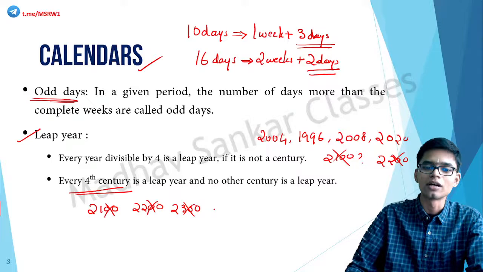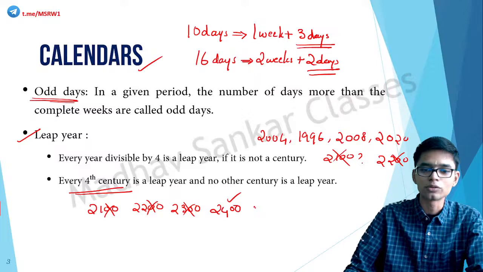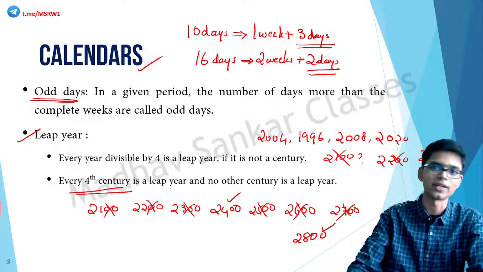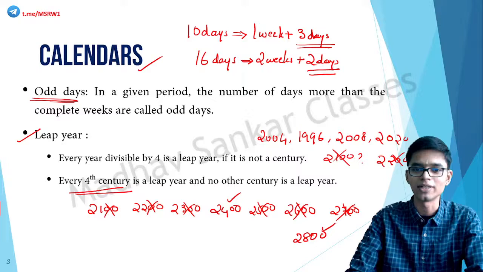Got it. Similarly, 2500? No. 2600? No. 2700? Again, no. 2800? Yes. So every fourth century is a leap year. Otherwise, centuries are also not leap years. Please be very careful with that. Keep that in mind.